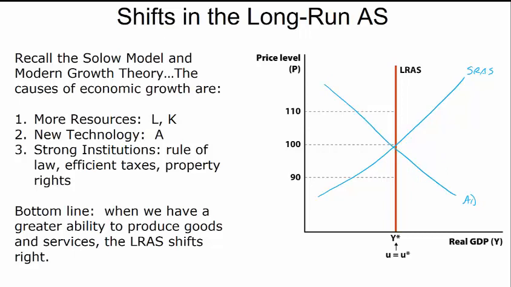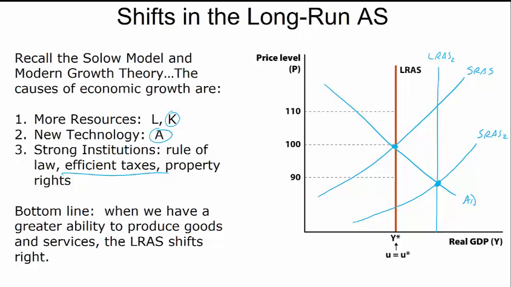Alright, AD curve. Let's say we get all of these things: we get more capital, new technology comes about, and we have lowered our taxes. As a result of all of that, here's what happens. The long-run aggregate supply curve will shift to the right. And the short-run aggregate supply curve is going to shift with it.